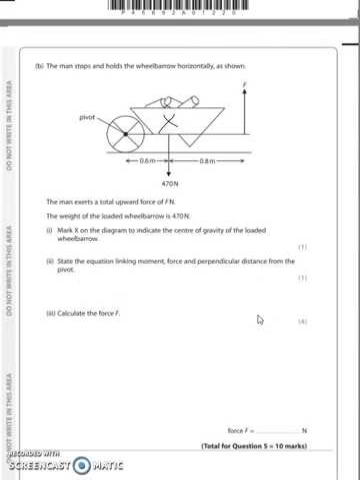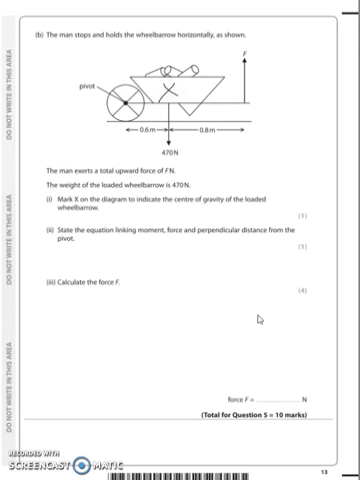Now the next thing is moment. So the man stops and holds the wheelbarrow horizontal. So all the forces are balanced here because it's not moving. The man exerts a total force upwards of F, and the weight is 470 newtons.